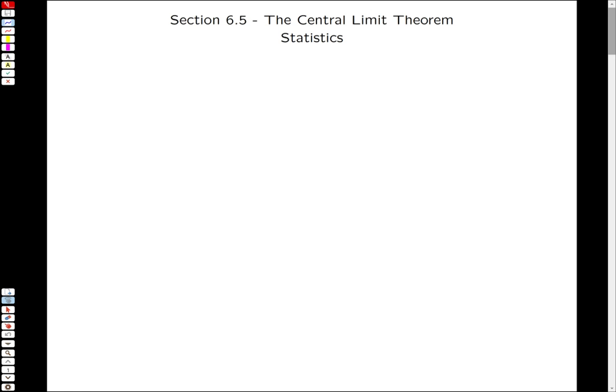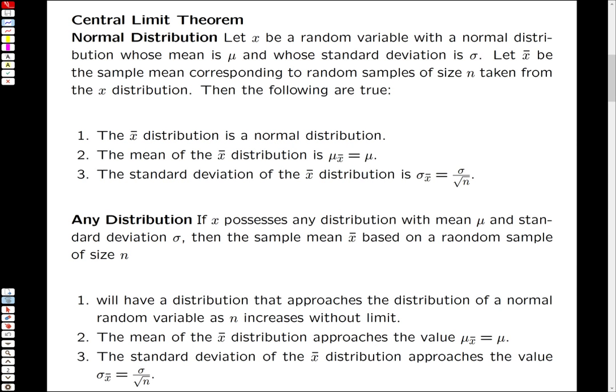Section 6.5 is all about the central limit theorem. The central limit theorem has 2 statements. One of them is for a normal distribution, and one of them is for any distribution out there. So for the normal distribution, if you let x be a random variable with a normal distribution that has a mean mu and a standard deviation sigma, the sample mean corresponding to sample sizes of size n, taken from the x distribution, the following are true.